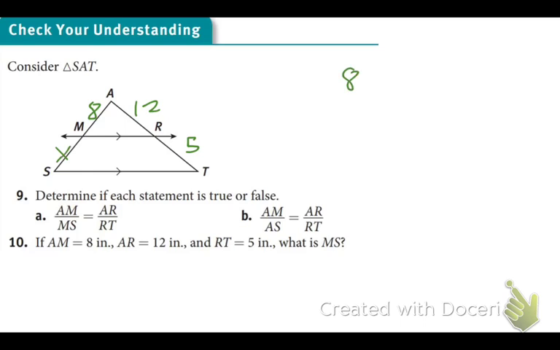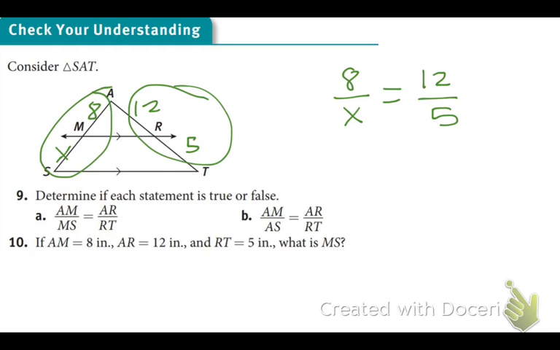So I'm going to go 8 over X equals 12 over 5. One thing I really like about these problems is the ratios almost kind of set themselves up. Notice we have 8 over X and 12 over 5. And that's the ratio we wrote. 8 over X equals 12 over 5.